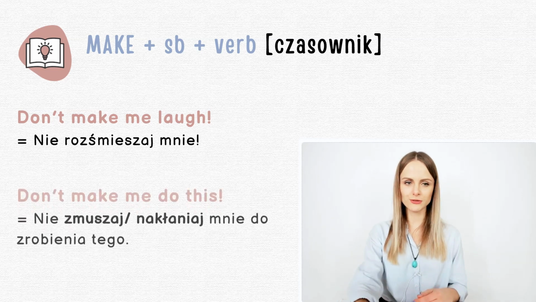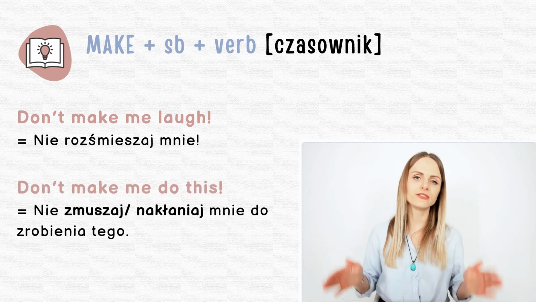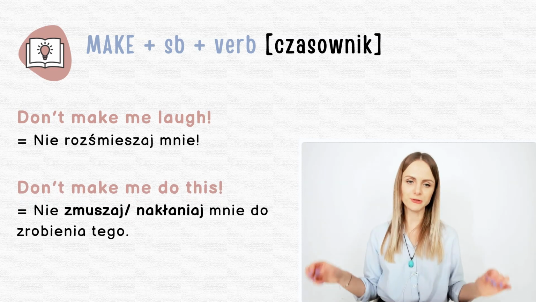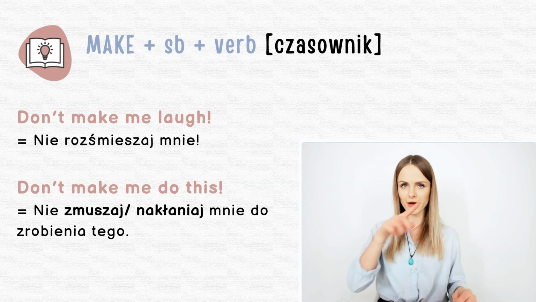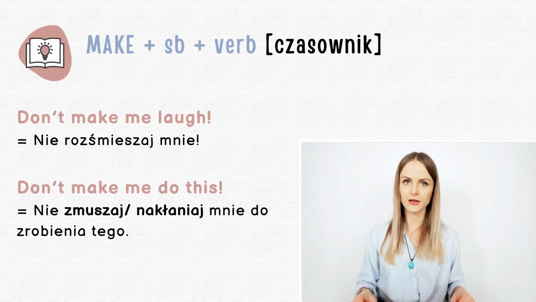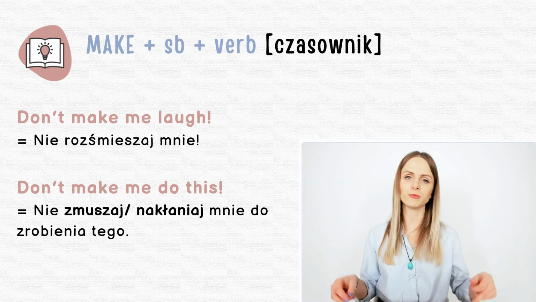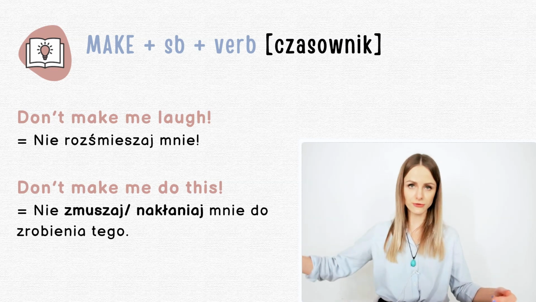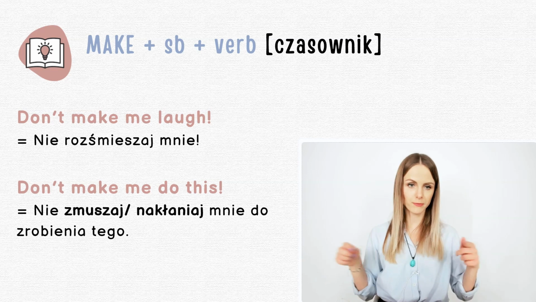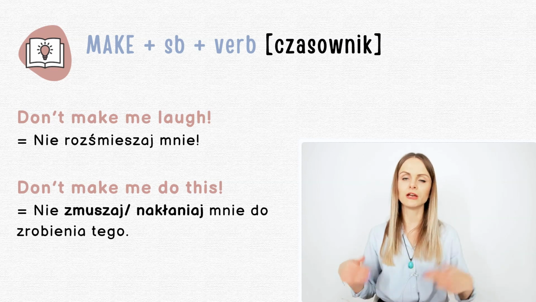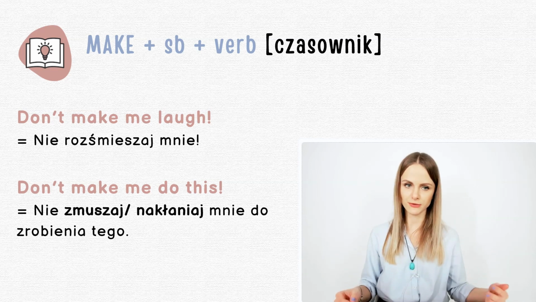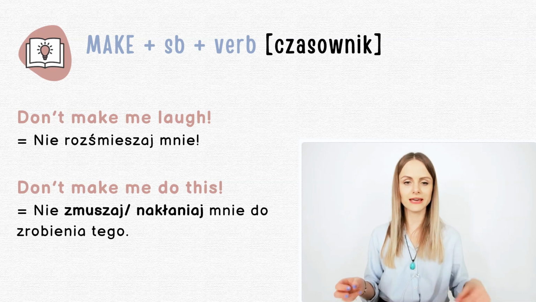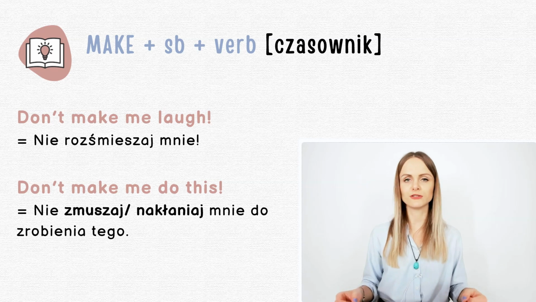Another example could be, please don't make me do this. I don't want to do this. Don't make me do this. And again, remember, there is no to here. So you can't say, don't make me to do this, okay? Don't force me to do this. That would be correct, but make somebody do something, so don't make me do this. And you see the Polish translation could be, nie zmuszaj, nie nakłaniaj mnie do zrobienia tego.